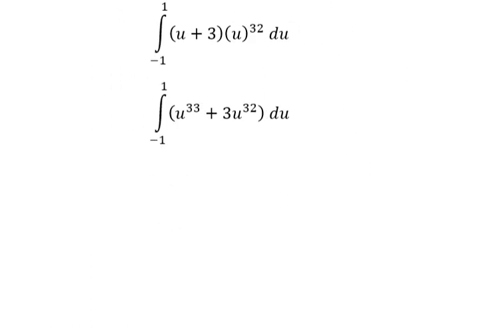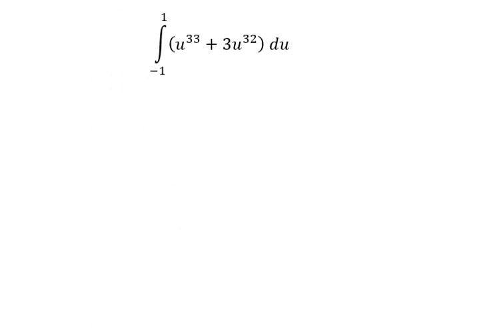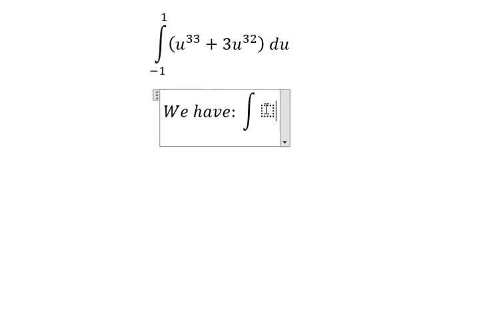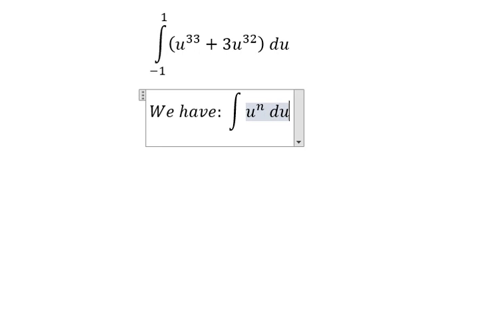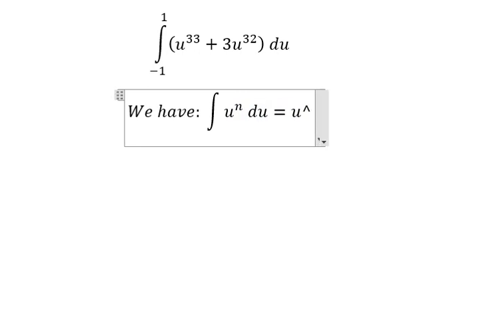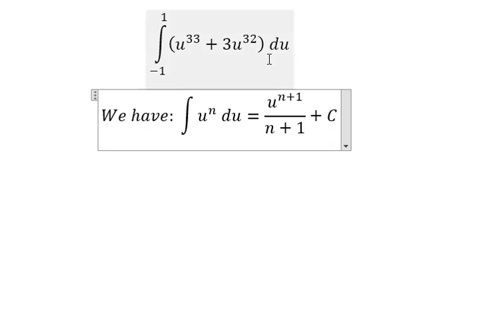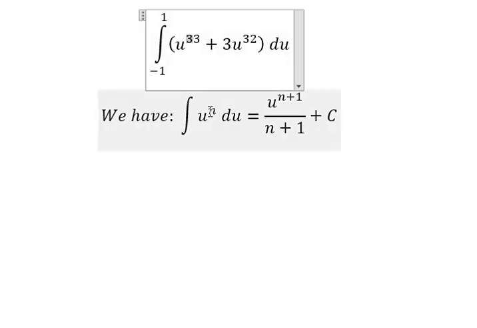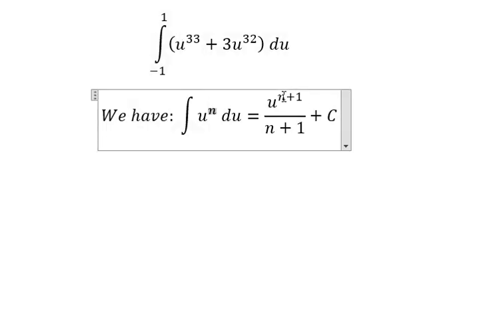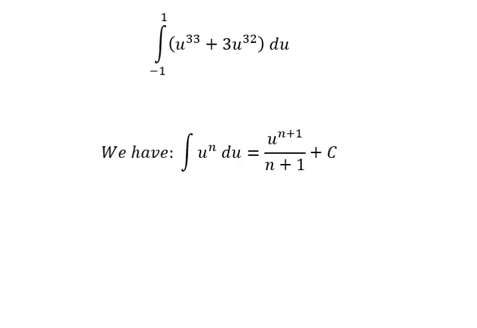Next we have the formula in here. So we put 33 in for n, so 33 plus 1 we have 34. 32 goes here, and 32 plus 1 we have 33, and now we have the final answer.